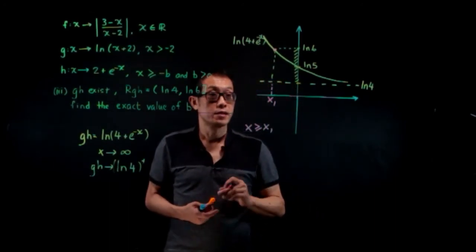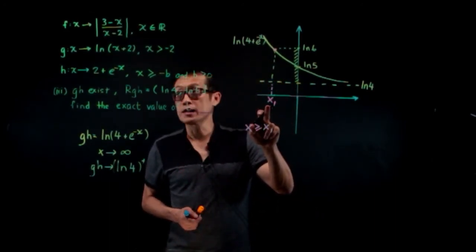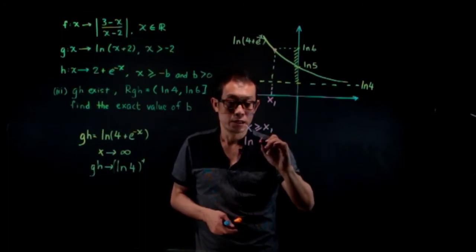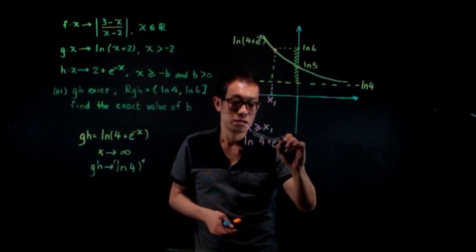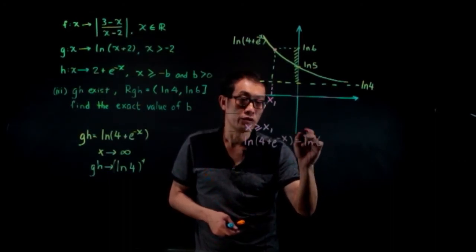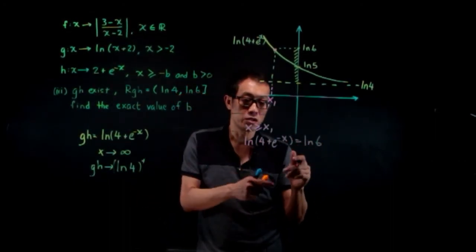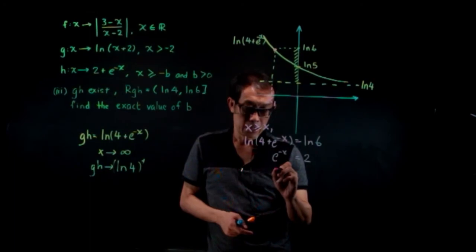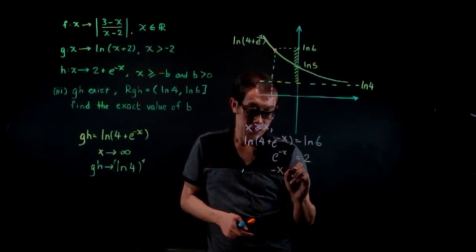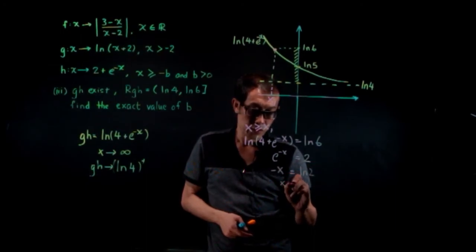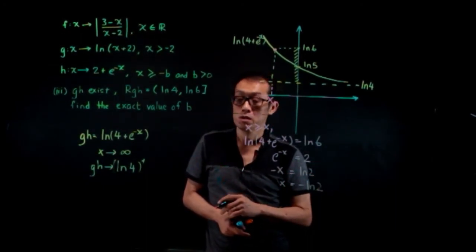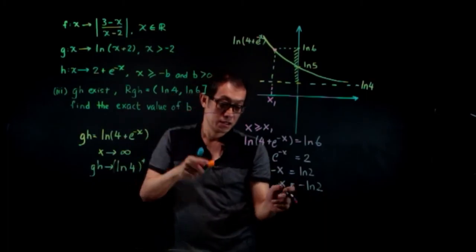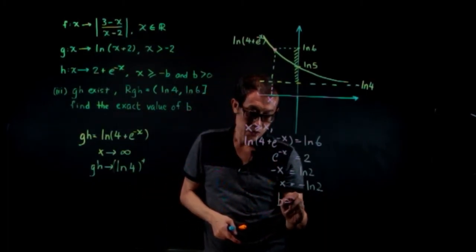But what is x1? When you put x1 into this function, you get ln 6. So we can equate this function to ln 6 to find the value of x1. So you inverse ln both sides. So e to the power of minus x is equal to 2. Then minus x will be equal to ln 2. X will be equal to minus ln 2. Now if you do a comparison with the given domain, you find that b is equal to ln 2.